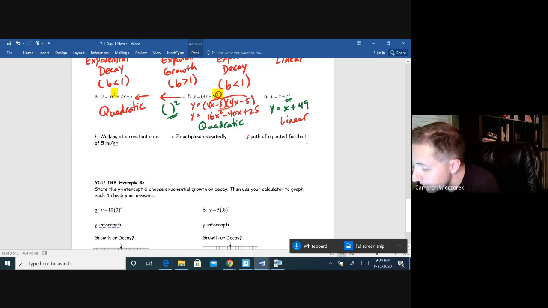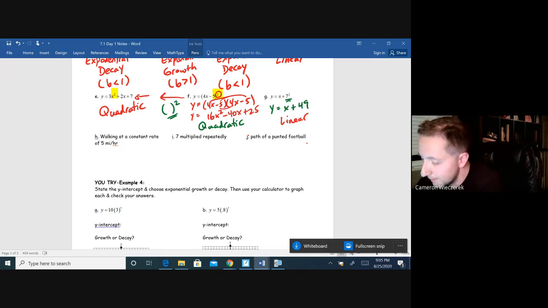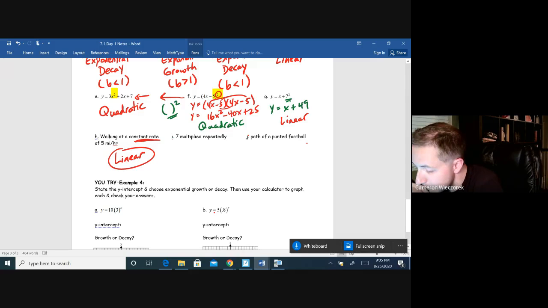Okay, H, I, and J are a little bit more application based. If you're walking at a constant rate of 5 miles per hour, that means every time your hours go up by 1, your miles go up by 5. So up 5 over 1, up 5 over 1, up 5 over 1. Constant rate. If you ever see that phrase, it's linear because linear functions have a constant rate of change. So this one would be linear, and the key word that told me that is it said constant rate.